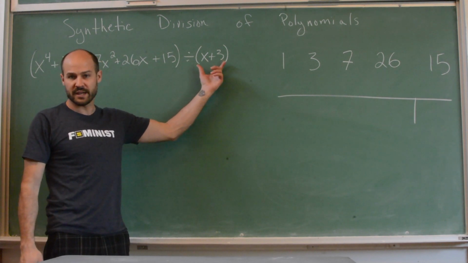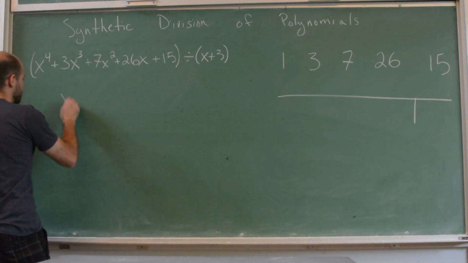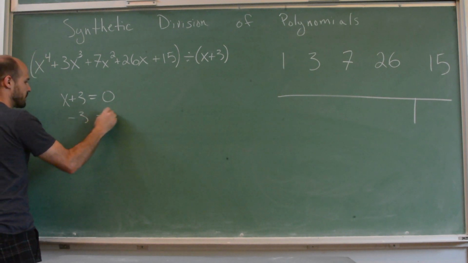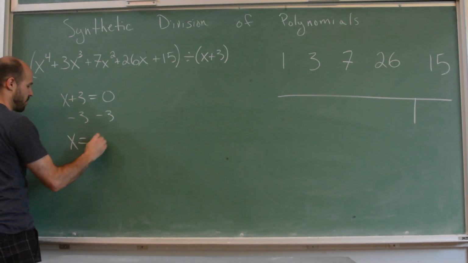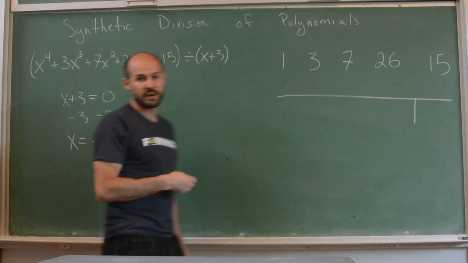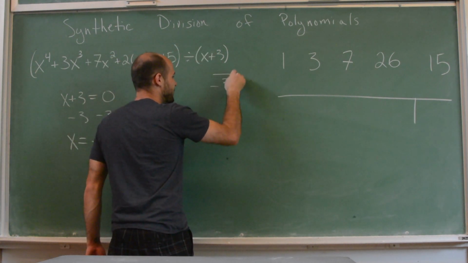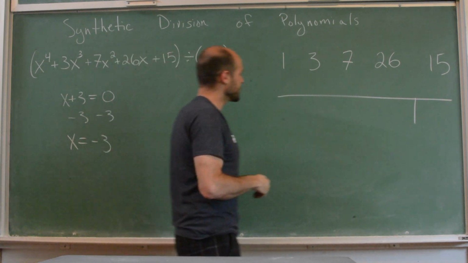Step 2, set our divisor equal to 0. And solve. X equals 3 means our multiplier is -3. Excuse me, -3. Alright, here we go.